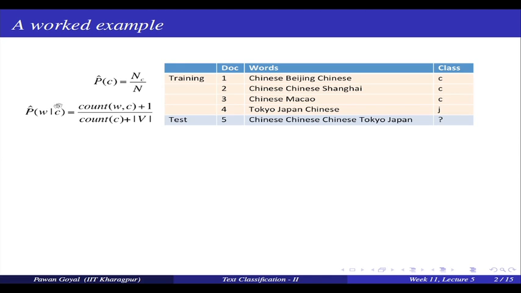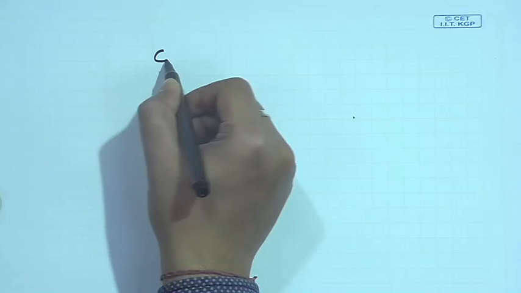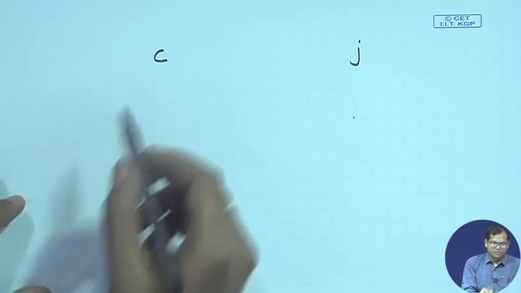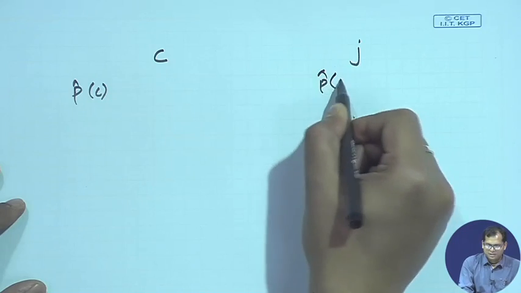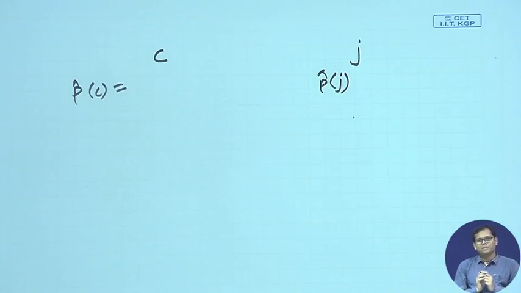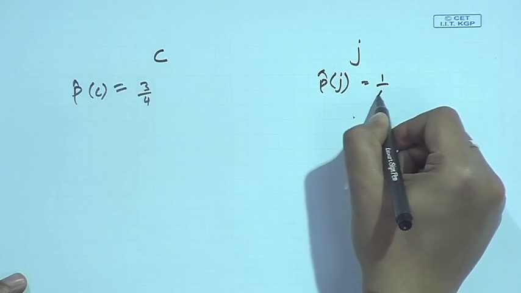So how do we solve this problem using the naive model? Remember, what is the naive model? We need these 2 probabilities, P hat C and P hat W given C, for all these words. So let us try to compute these probabilities. I have class C, I have class J. So I need to find out what is P hat C and P hat J. What will be P hat C? That is the probability of class C in my training data. It occurred 3 times out of 4, so this will become 3 by 4 and this will become 1 by 4.